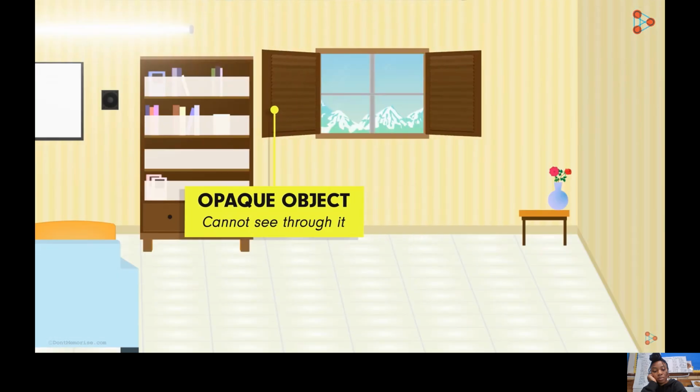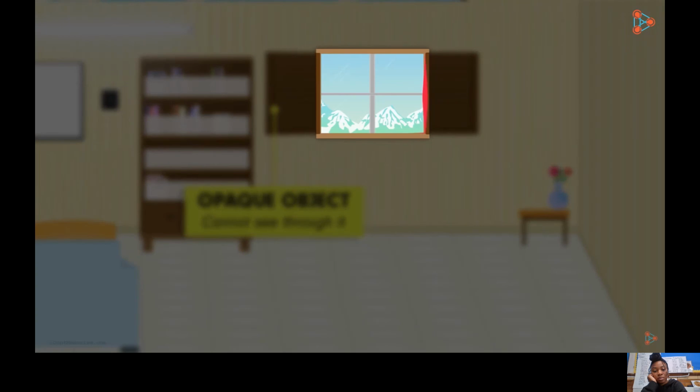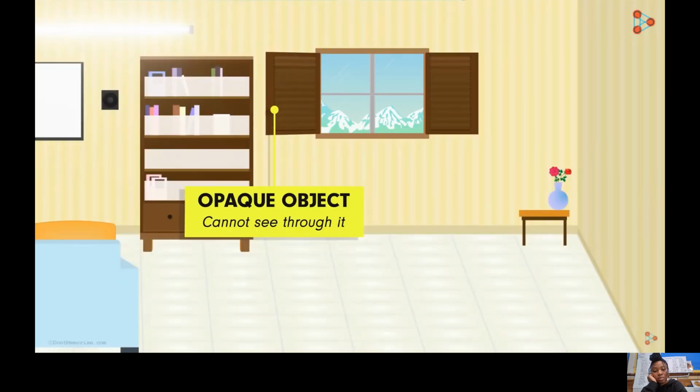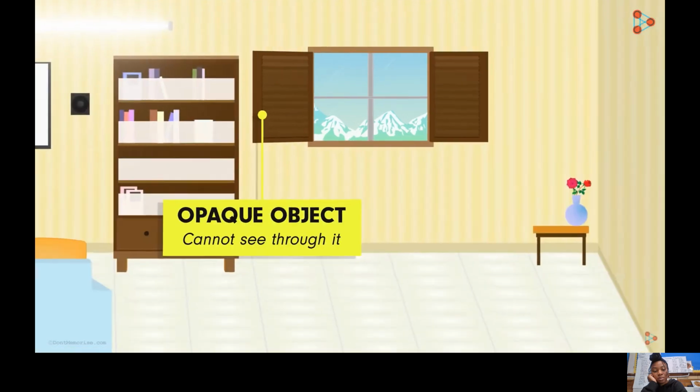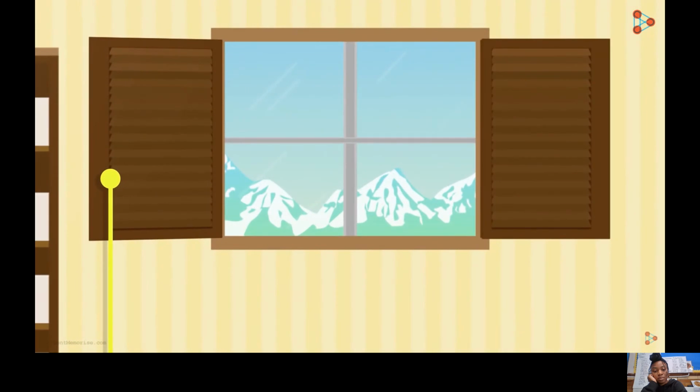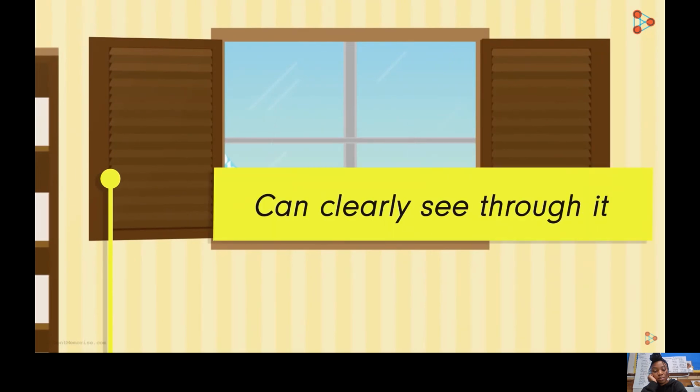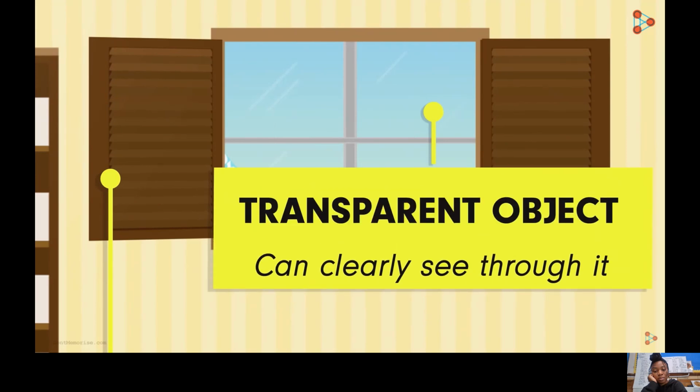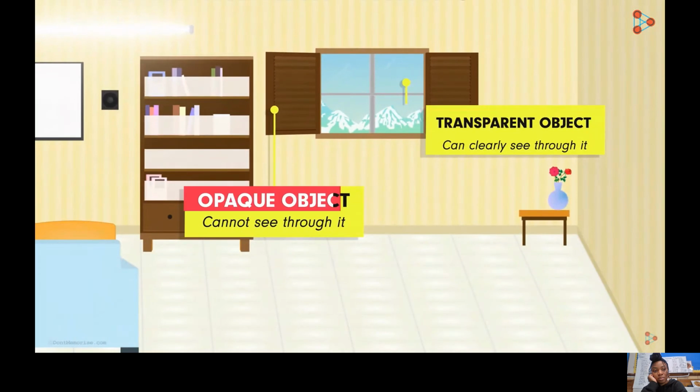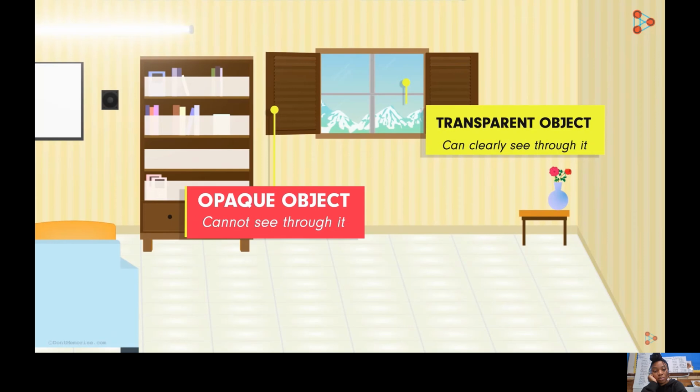Now let's open the wooden shutters. Can you see something new? Yes, we see the surroundings through the glass. And I'm sure you know why. What has happened now is that we have a clear glass which allows light to pass through it, allowing us to see through it clearly. Such objects are called transparent objects. Earlier, the wooden shutter was opaque, and the opaque objects do not allow light to pass through them.